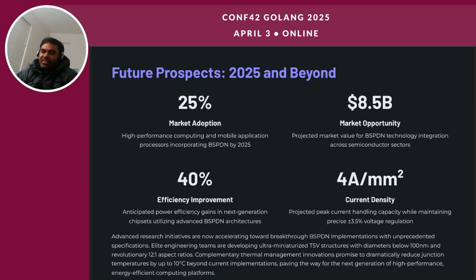Advanced research institutes are now accelerating towards breakthrough BSPDN implementations with unprecedented specifications. Leading teams are developing ultra miniaturized TSV structures with diameters below 100 nanometer and revolutionary 12:1 aspect ratios. Currently we have 300 nanometer and 200 nanometer TSVs. So they are working to reduce those diameters to 100 nanometer with aspect ratios of 12:1. It will improve the width and depth of those vias, and also the junction temperature, and improve the current density. So the work is still going on.